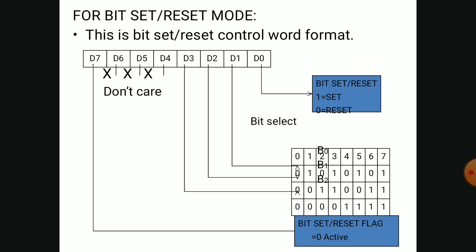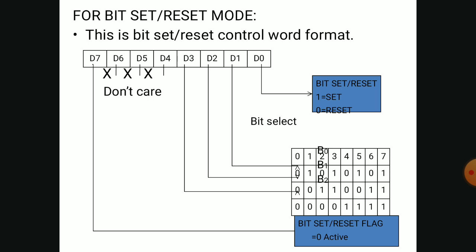Coming to the bit set or reset mode of operation, the control word format is like this. See the control word format here. The control word format is a total of 8 bits. The D7 bit is used to represent whether the PPI operation is using the bit set or reset mode or not. If the PPI is using the bit set or reset mode of operation, then that D7 bit is 0. If D7 bit is 1, it means that the PPI is not using the bit set or reset mode.